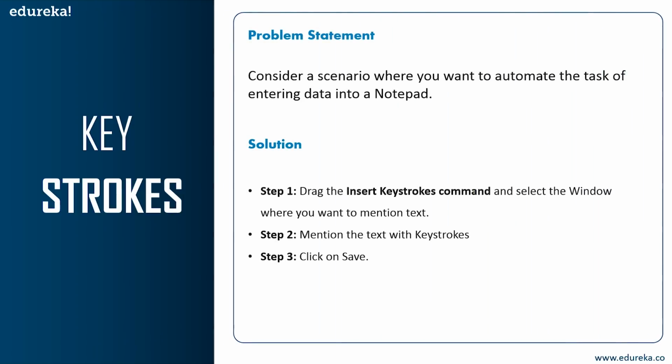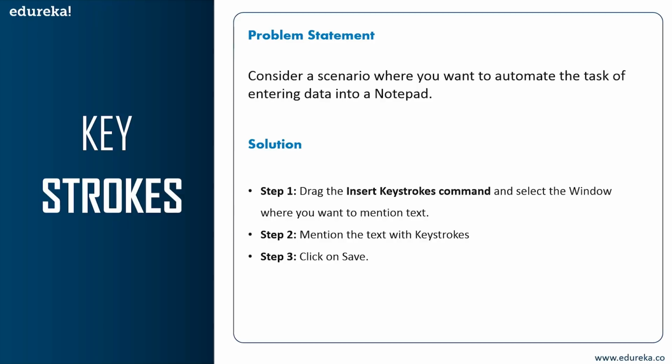Now let's move forward with our next command, that is the keystrokes command. The keystrokes are basically those commands which deal with your keyboard. For example, when you're mentioning a text, you may want some characters to be uppercase, and you may want two sentences in two different lines. You can automate this complete task using the keystrokes. What you have to do is drag and drop the insert keystrokes command and select the window where you want to mention the text. After that, you can mention the text with keystrokes and click on save. So that's what I'm going to do.